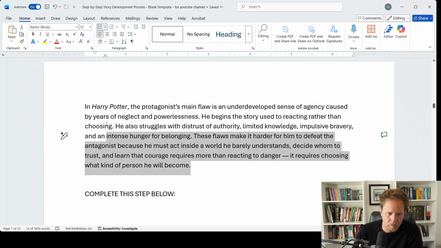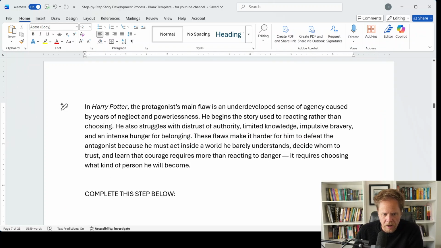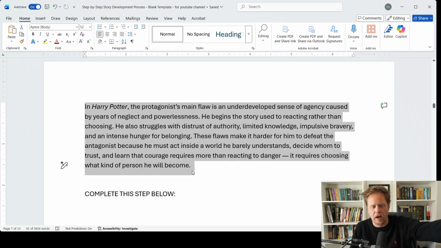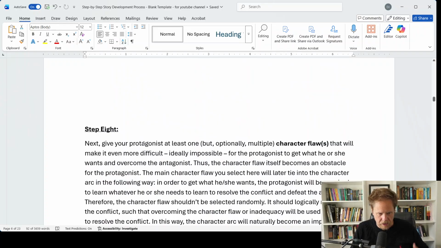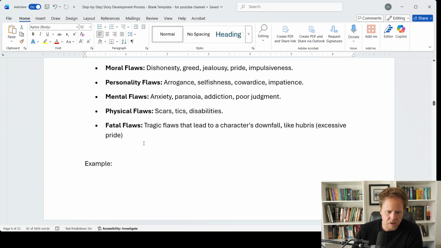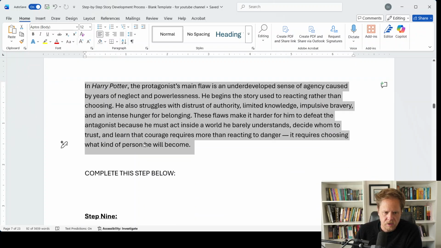Okay, let's talk about Harry Potter. I use this example a lot because a lot of people have read this book, right? So you can relate and understand what I'm talking about. This is an example of what you might try to draft in order to complete this step. The whole point of the step is to choose a character flaw for your protagonist. So let's say we were writing Harry Potter. This might be what this particular step ends up looking like.